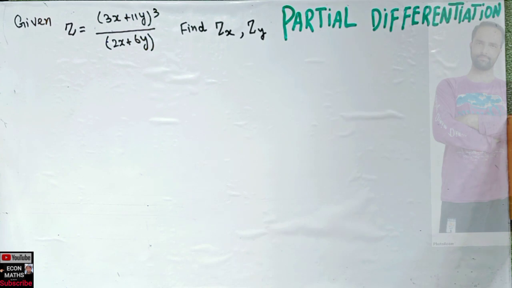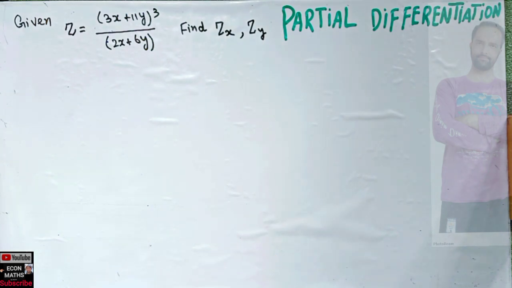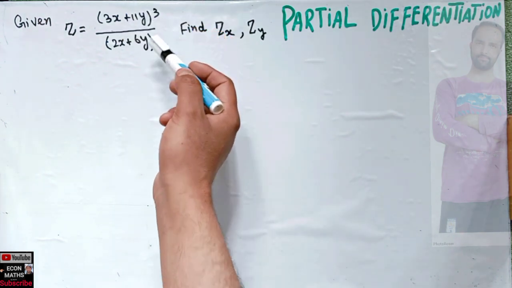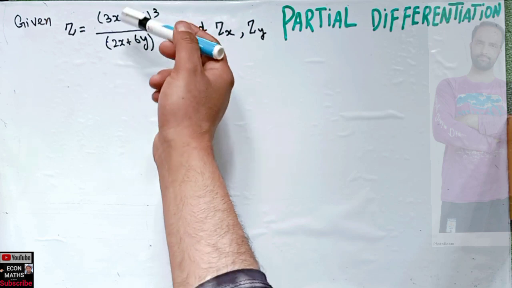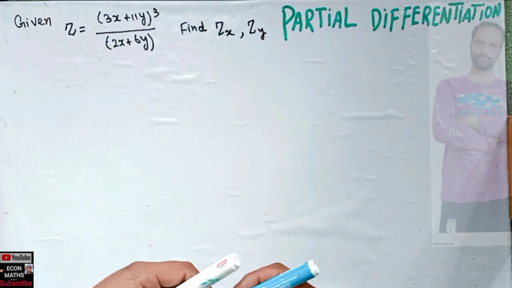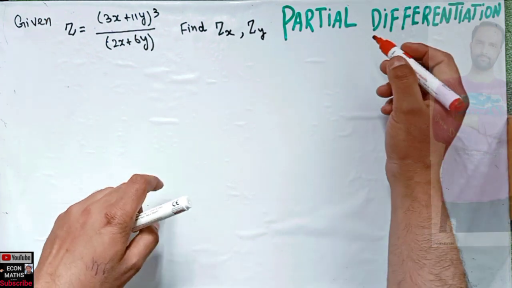So in this case we have to apply the quotient rule, because we have a numerator and a denominator, the functions are in numerator and denominator. We can use the quotient rule here. And what is exactly the quotient rule? Quotient rule is written like this.